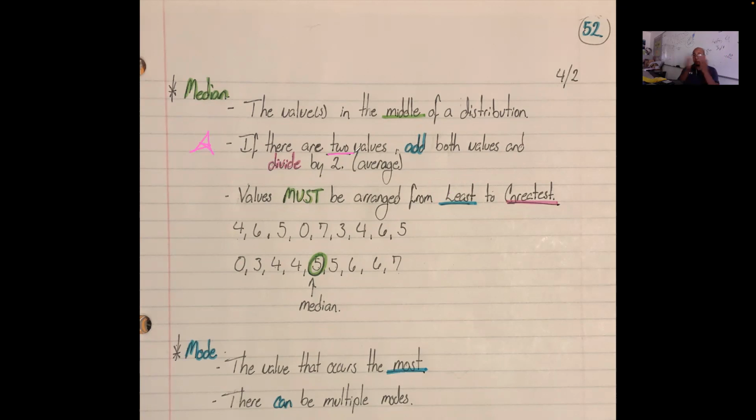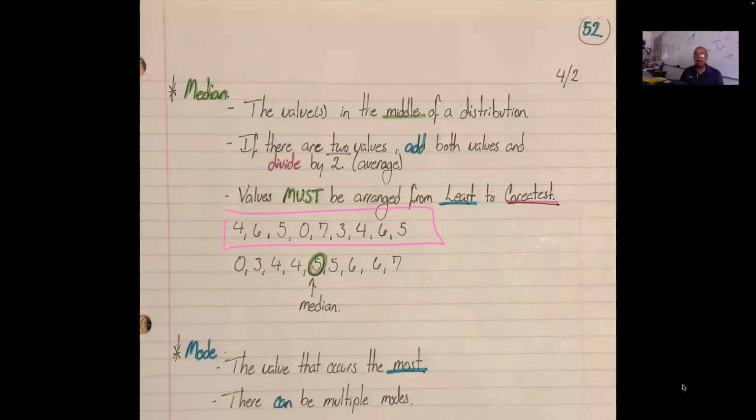So if you have an odd number of values, like 5, 7, 9, 11, etc., there's always going to be one value in the middle. But if you have an even number of values like 4, 6, 8, 10, 12, 30, 50, etc., then you're always going to have two values in the middle. We'll talk about that in a second. But for now, let's look at this distribution right here.